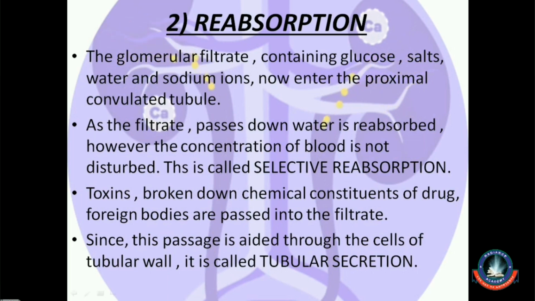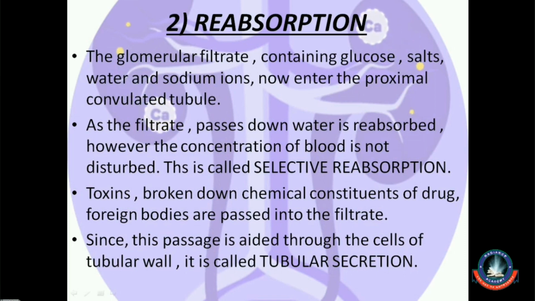When we move towards the DCT, that is the distal convoluted tubule, some substances are added to the filtrate that have to be eliminated from the body. Now these substances are the toxins, the broken down form of the drugs which have been taken, the foreign particles which enter your body, that are again harmful, so they all have to be excreted. Thus they are added into the filtrate so that as it moves along the nephron, it is eliminated in your urine.